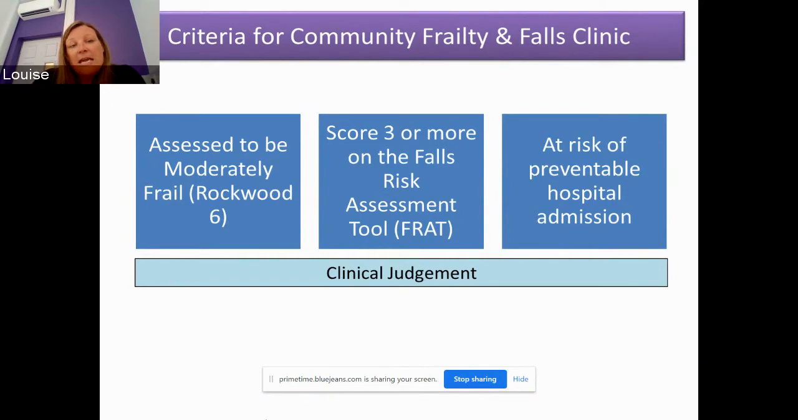So those are the 3 key criteria for frailty clinics, and there is a 4th one that spans right across, and that's clinical judgment. That's recognising that patients don't necessarily fit neatly into boxes. There may be people that don't necessarily meet those criteria, but there is a real sense that a comprehensive geriatric assessment in frailty clinic would be useful. Thanks, Daisy.